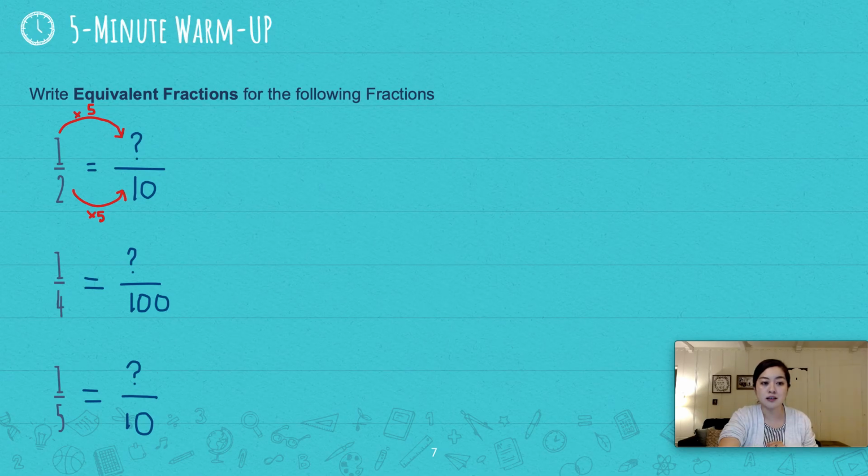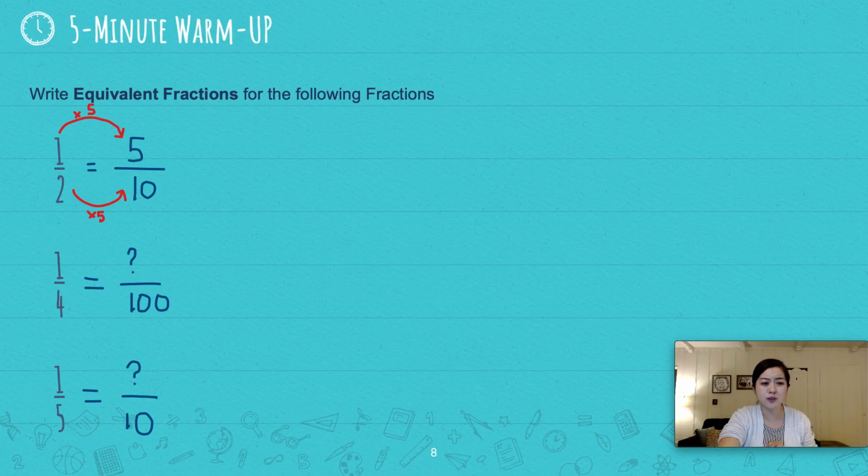Well, I see that if I multiply my 2 by 5, I get 10. So whatever I do to the denominator, I do to the numerator. So I have to multiply 1 by 5, and my equivalent fraction of 1/2 becomes 5/10.